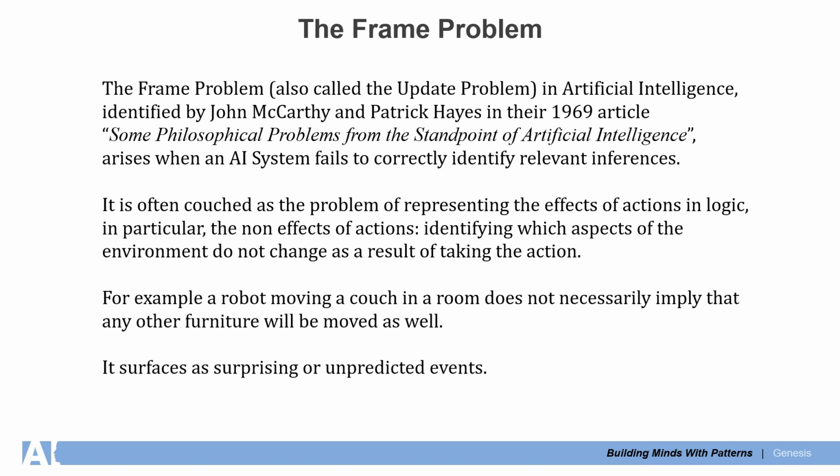It's often couched as the problem of representing the effects of actions in logic, in particular the non-effects of actions, which is identifying which aspects of the environment do not change as a result of taking an action. For example, a robot moving a couch in a room does not necessarily imply that any other furniture will be moved as well. It surfaces as surprising or unpredicted events.